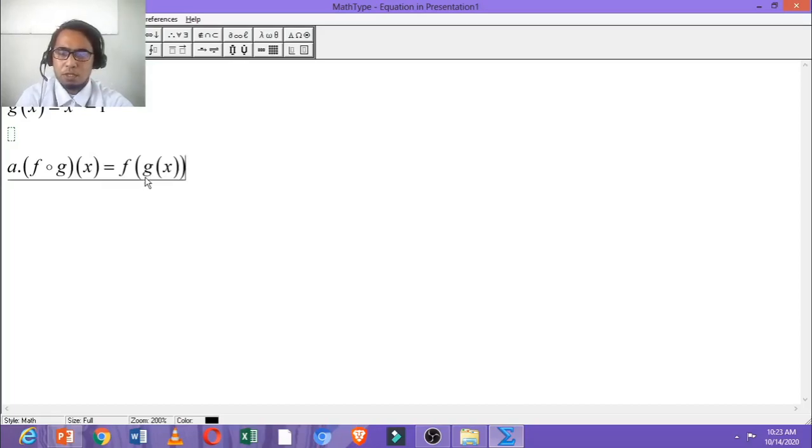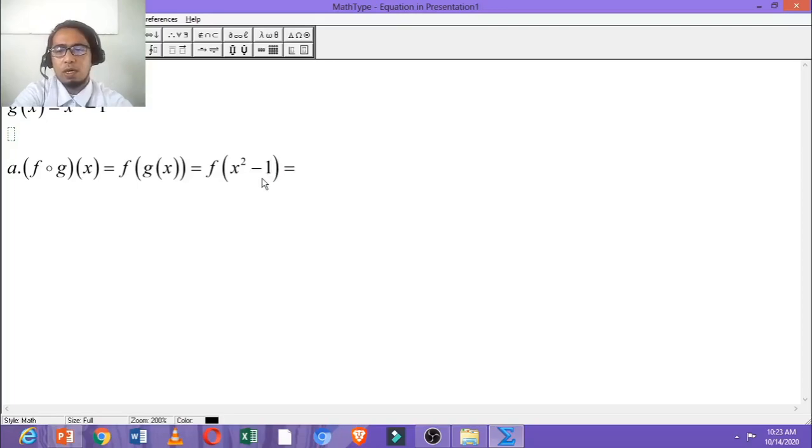So the first step that we will do is we will replace this g of x by the given. And we all know that here g of x is x squared minus 1. So we can replace this g of x by x squared minus 1. So it will be f of, your g of x is x squared minus 1, so we will be replacing it.